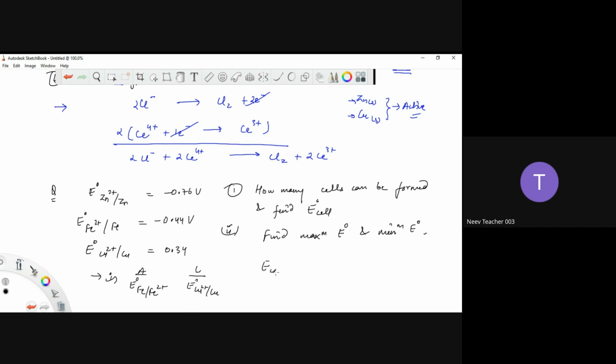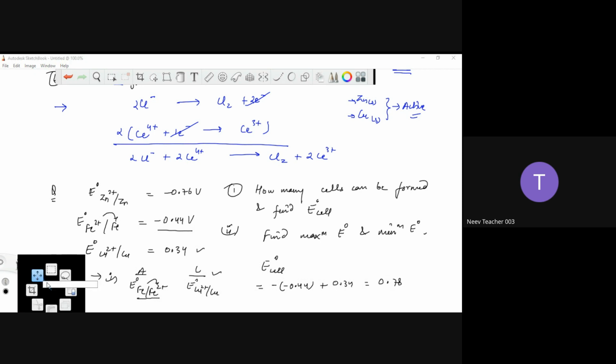So E cell for this will be what? It'll be 0.78. 0.78 because for Fe2+, if you see, it will be the negative of what is given, so negative of minus 0.44. Why? Because this is the reduction potential which is given, but we are taking the oxidation potential, so obviously it's going to be the opposite of it, plus the reduction potential of the cathode, which is already given to us as 0.34. Now it is coming out as 0.78. Okay, first cell.